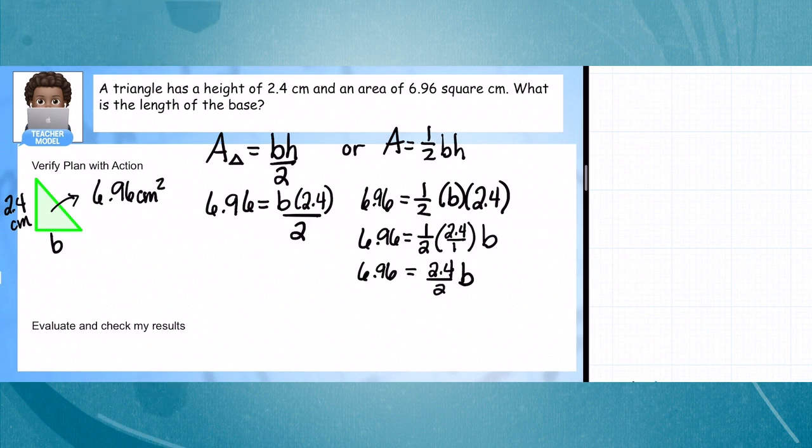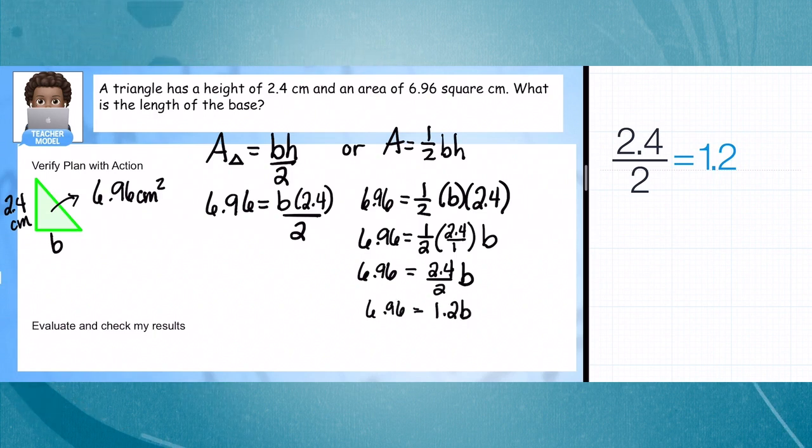And I want to simplify that 2.4 over 2 again. So 2.4 divided by 2. We can do this mentally in our brains, but just so you can see where I'm getting my 1.2 from, there it is. So 6.96 is equal to 1.2 times the number. We're going to rewrite this. I want the number by itself. So 6.96 is equal to 1.2 times b.